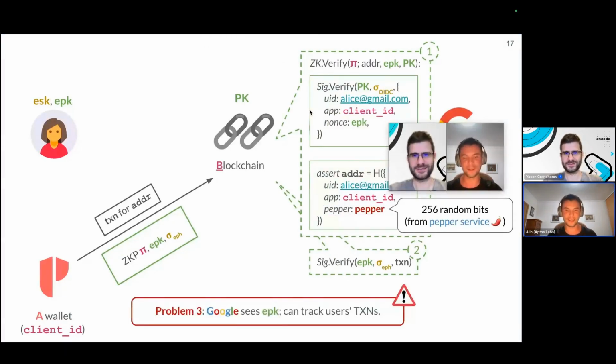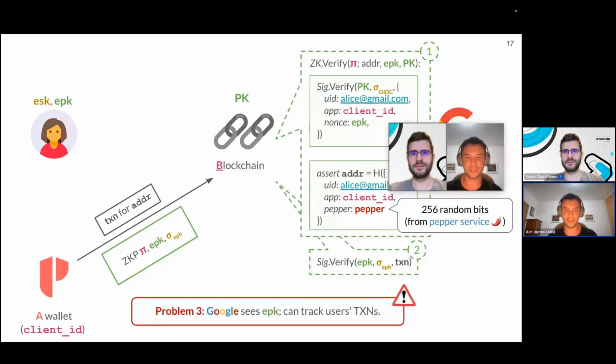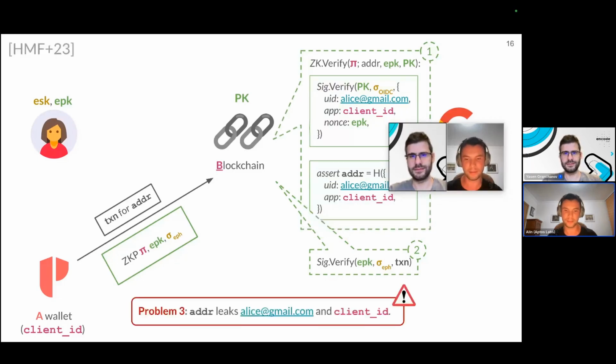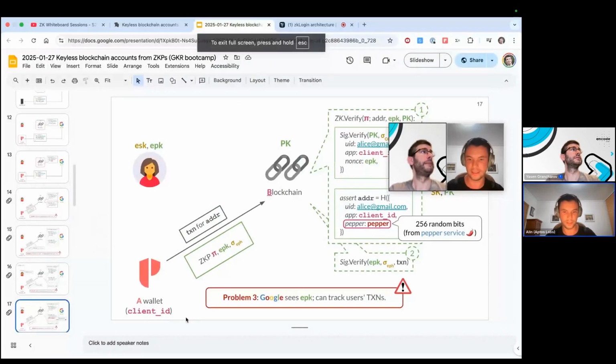Okay, so I will expand more on the Pepper service towards the end of the talk. I'm taking my time here since we have an hour. All right, so again, the problem we fixed was that the address leaked your email address. The blockchain address leaked the email address. And this should be problem 4.